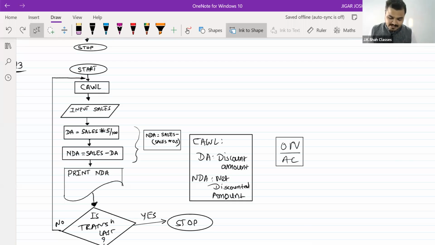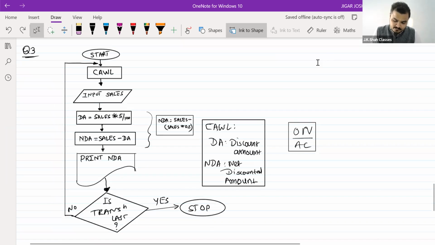Net sales amount and net discounted amount are one and the same. Okay. Yes. So please take a screenshot of this question and answer also, so that it will remain with you.